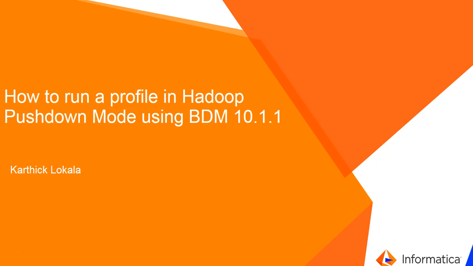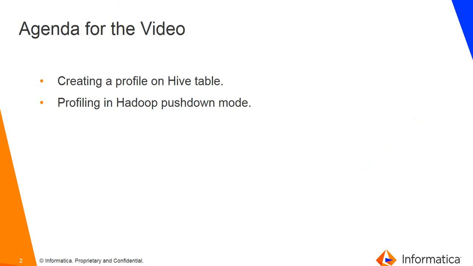In this video KB, we're going to demonstrate how to run a profile in Hadoop Pushdown Mode using Big Data Management 10.1.1. The agenda for this video is to create a profile on a hive table, and we are going to run the profile in Hadoop Pushdown Mode. There are different modes of execution in Hadoop Pushdown, so we can run our profile in MapReduce mode or Blaze mode, or even in Tez if you are going to use Hortonworks.